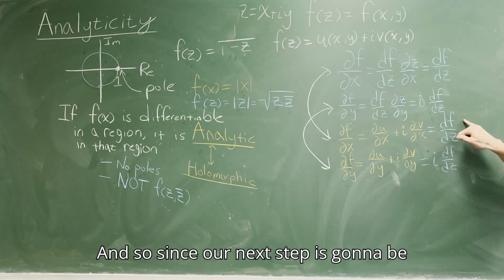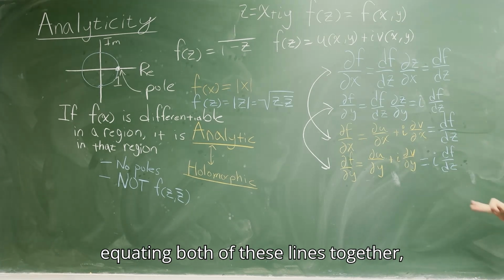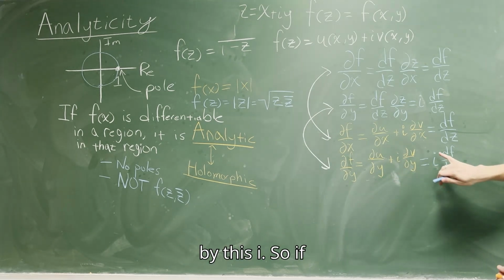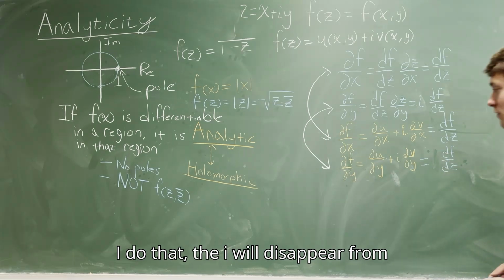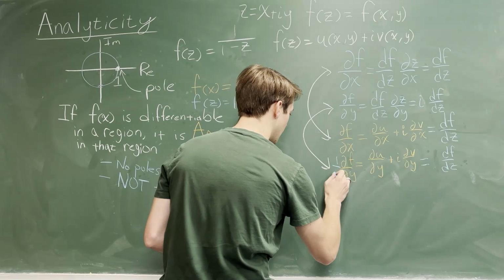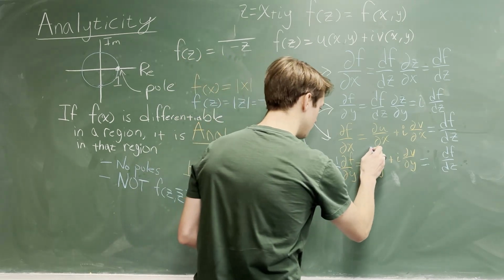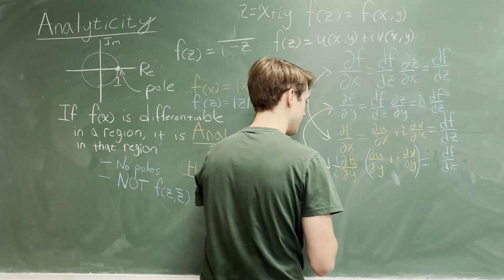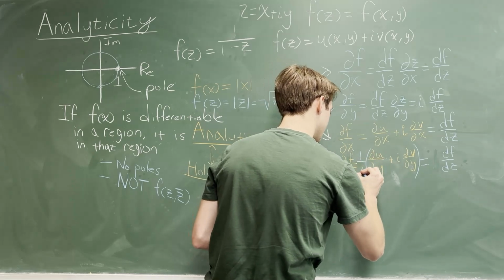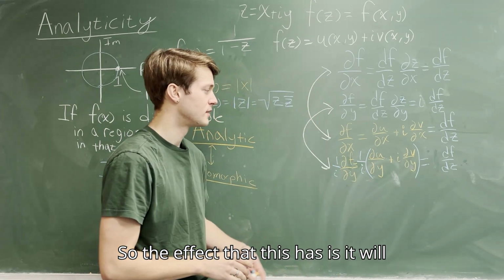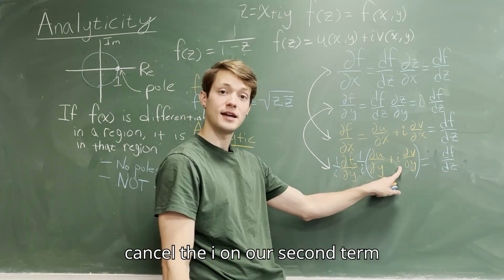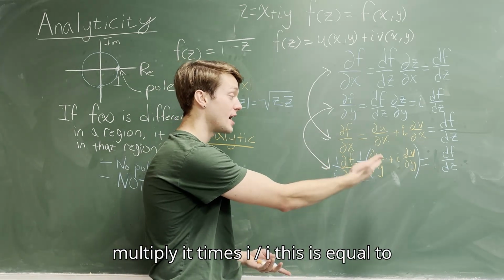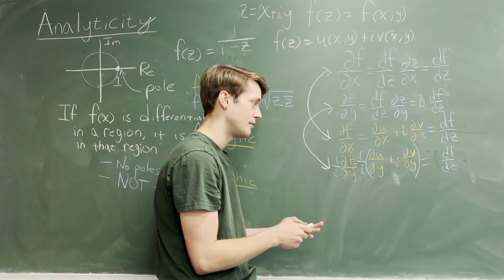And so, since our next step is going to be equating both of these lines together, I'm going to go ahead and divide both sides by this i. So if I do that, the i will disappear from here. We're evaluating 1 over i times this line, or this line times a 1 over i. So the effect that this has is it will cancel the i on our second term. And 1 over i, we could rewrite this, multiply it times i over i. This is equal to minus i.